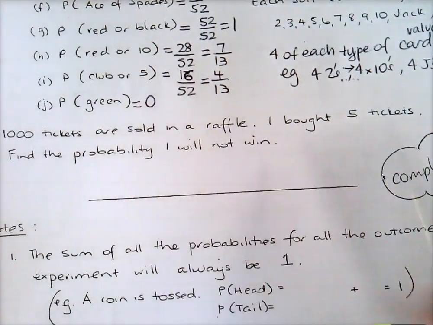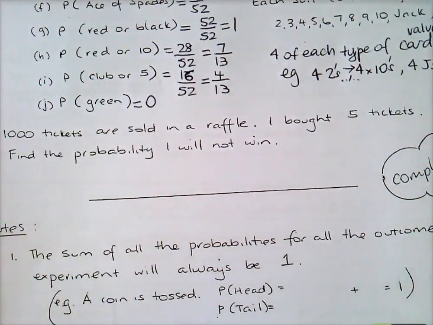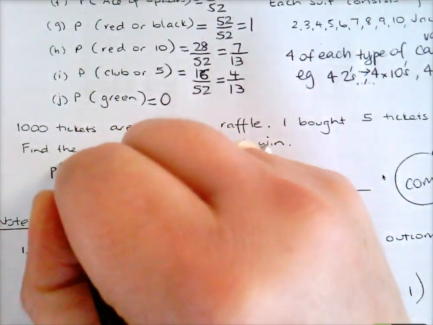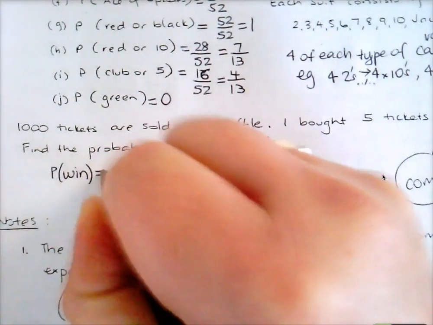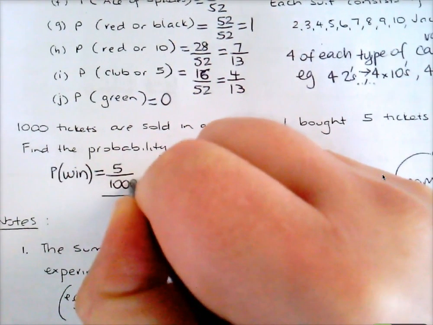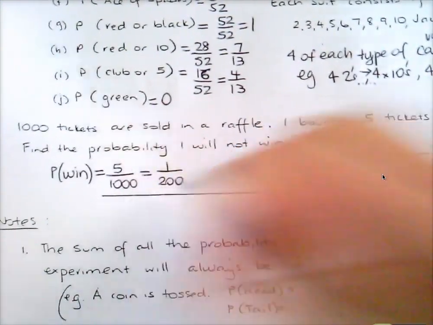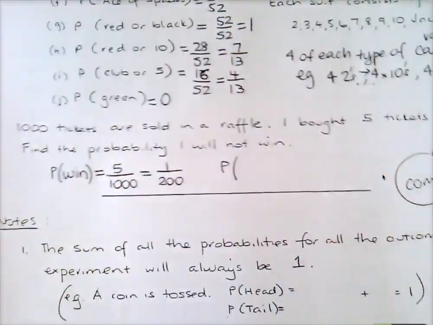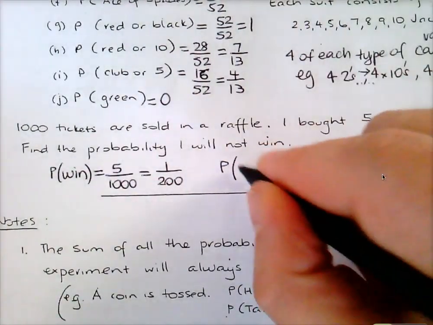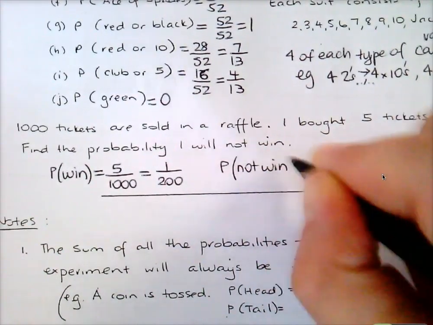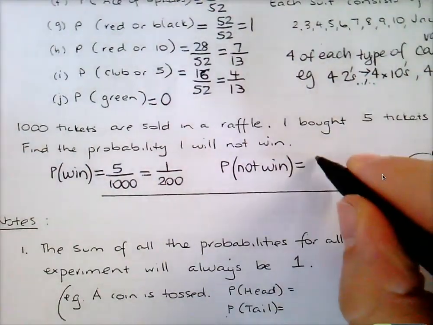Next. 1,000 tickets are sold in a raffle, and I bought five tickets. Okay, we're going to do complementary events in a minute. What's the probability that you will win? That says will not. Let's just do five out of a thousand. Yeah, the probability that you'll win is 5 out of 1,000. Which is 1 in 200.